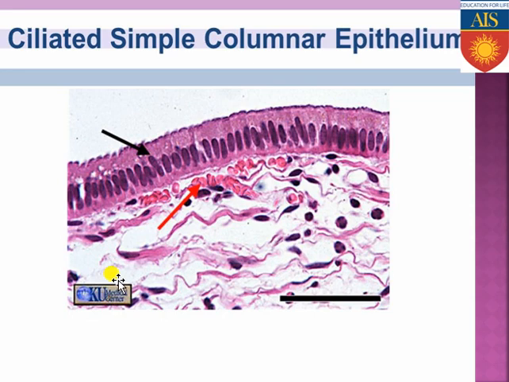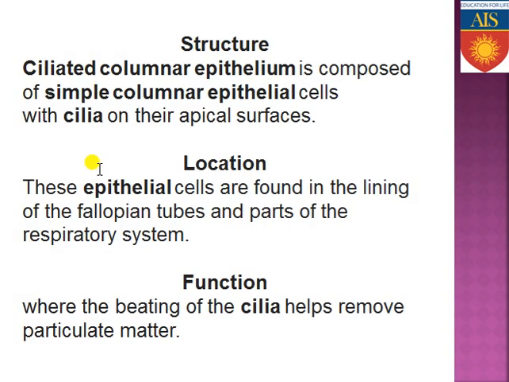Ciliated simple columnar epithelium, that means simple ciliated columnar epithelium. We can understand that this specific type of cell is columnar shaped with cilia present on its upper surface. Location: these cells are found in the lining of the fallopian tube as well as in some parts of the respiratory system, because these cilia are present for propelling something.